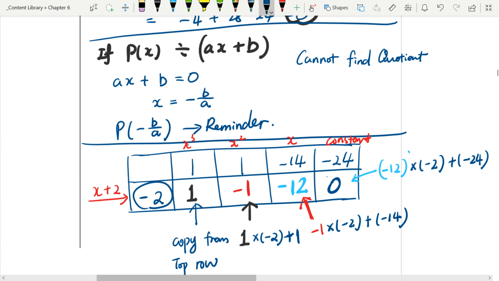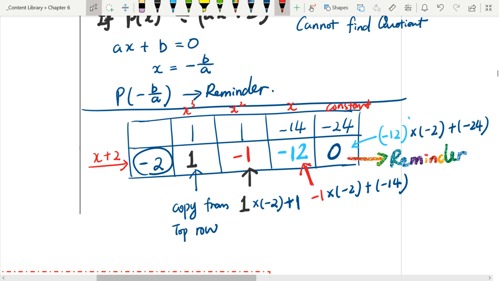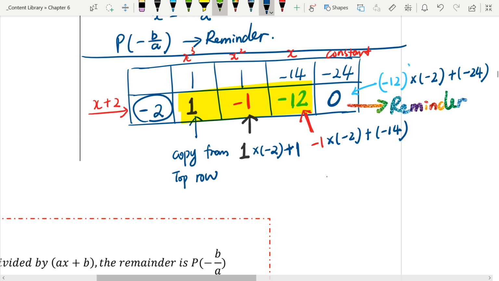The last box always gives you the remainder. So the last thing you fill out is the remainder. And then for the rest of the boxes, that gives you the quotient. So the last box is the remainder, and except the last box, all the rest of it is the quotient.